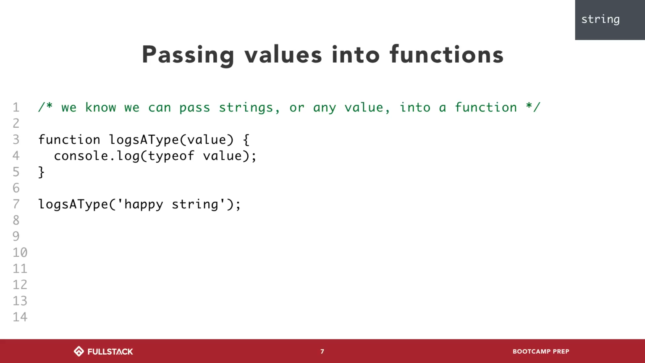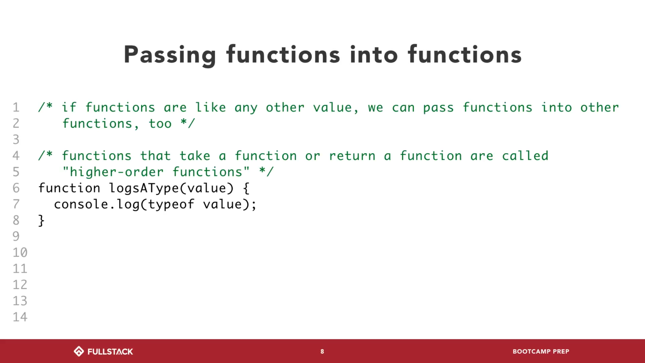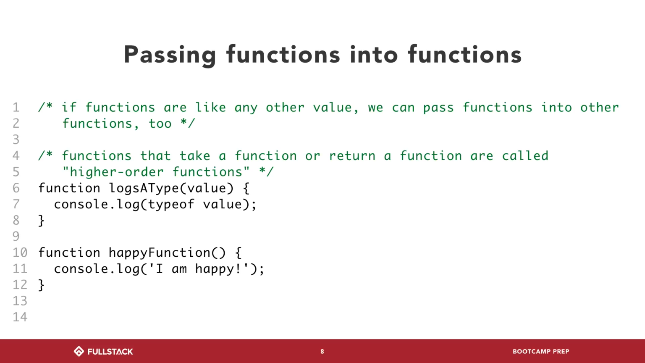So here, the function logs a type, expects something called value, and it just console logs out what the type of that value is. On line 7, we're passing in a string, so the type of is going to be a string. Nothing too fancy here. But now if we pass in a function like we are here, and I run this function, what I'm going to get is a function. This, at the very least, proves this idea that we can pass functions into other functions and it will recognize them.